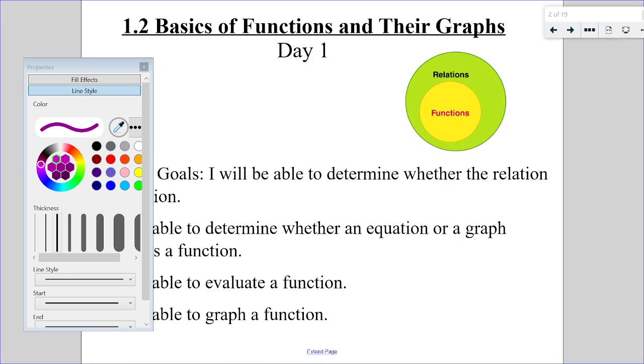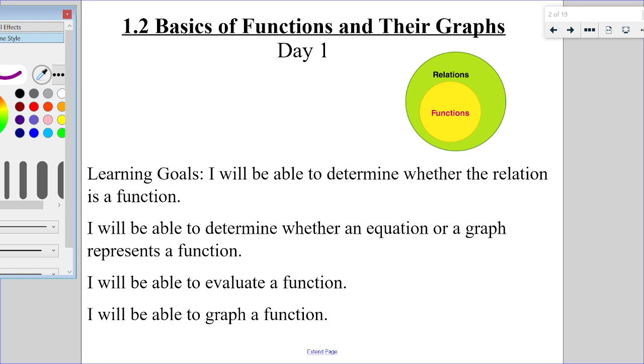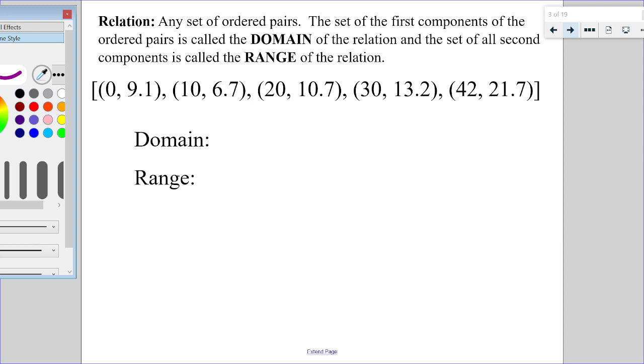So, get my screen where I can use it here. Talking relations and functions today, and those words are related to each other but not quite the same.